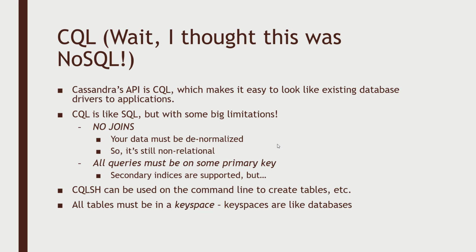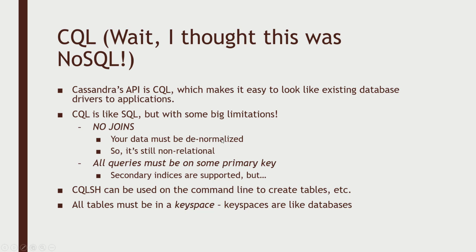Now, like I said, Cassandra does have an API called CQL, Cassandra Query Language. And even though we say Cassandra is a NoSQL database, it does in fact have a query language, but it's not SQL. So at the end of the day, CQL is really just an API for doing reads and writes that are based on primary keys. You cannot do joins in CQL like you can in normal SQL because it is fundamentally a non-relational database.